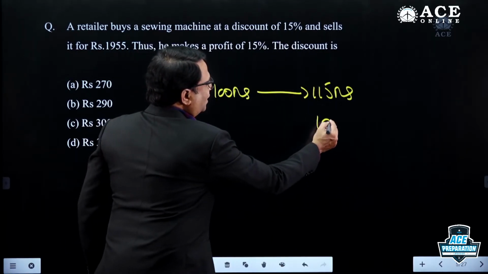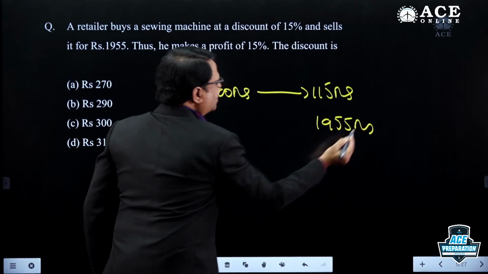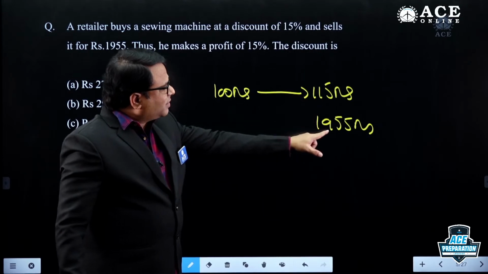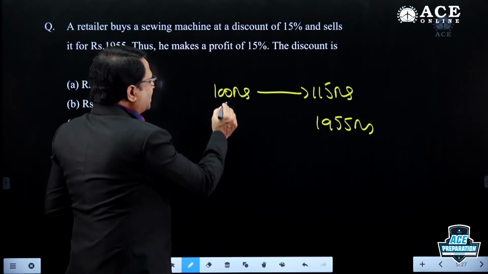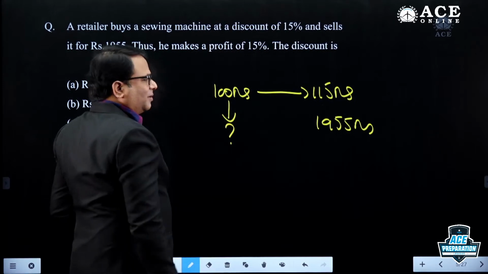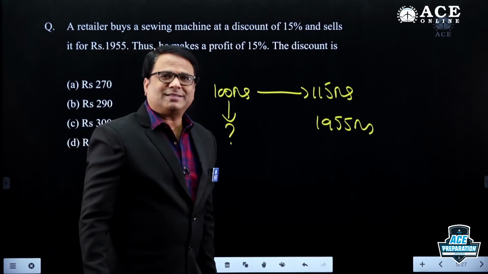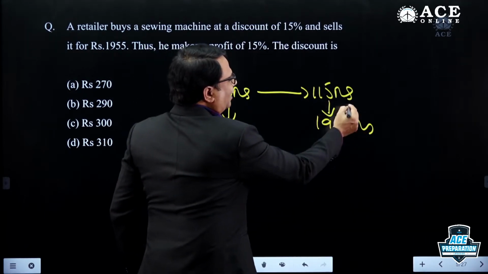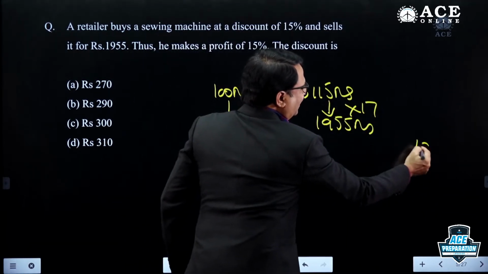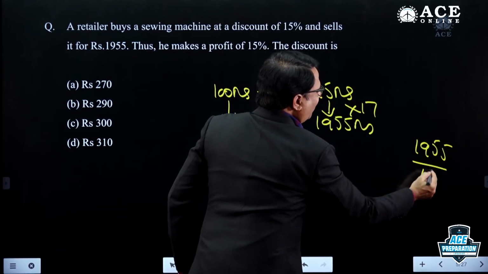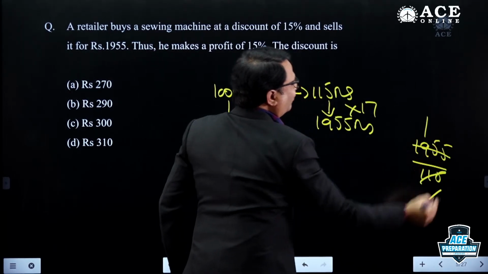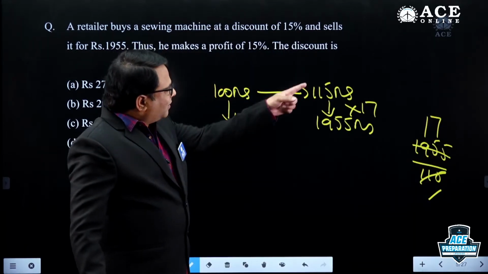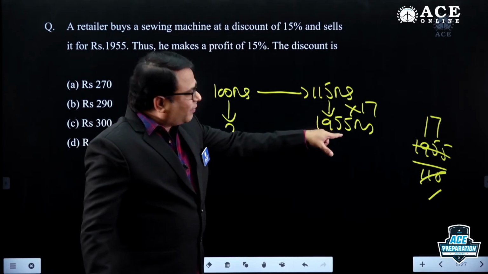1955 rupees. So if the selling price is 115 here, then it is 1955. So if this is 100, how much? This is the question. Now you can clearly see the selling price is becoming 17 times. If you calculate 1955 divided by 115, 1 times 115, 805, 115 7 times 805. So this selling price is becoming 17 times.